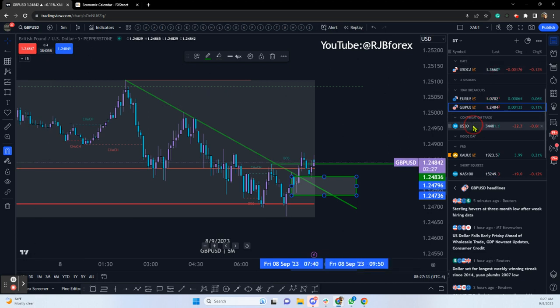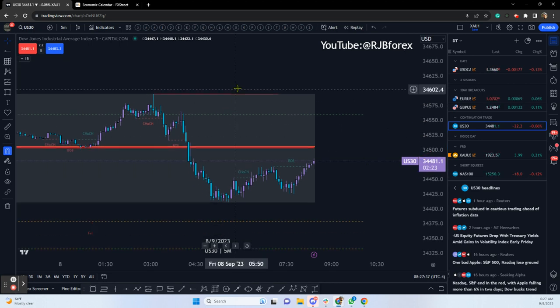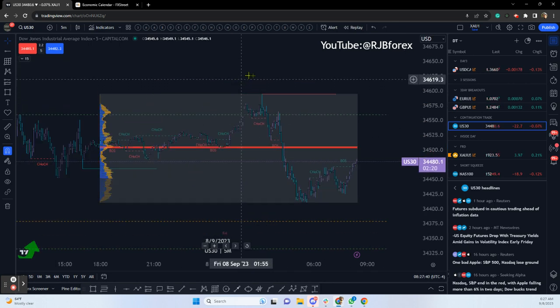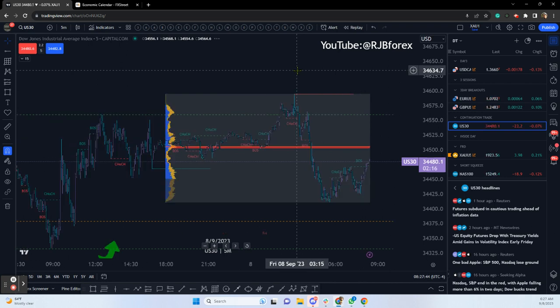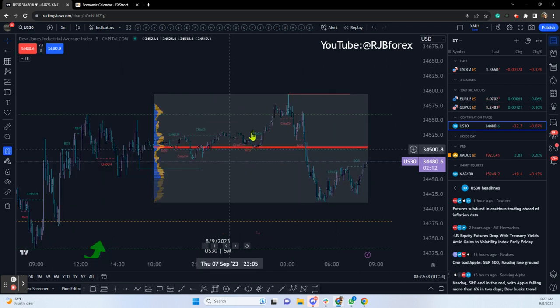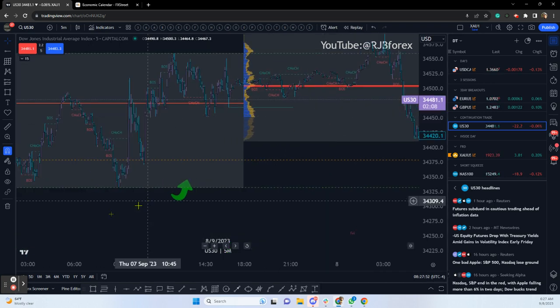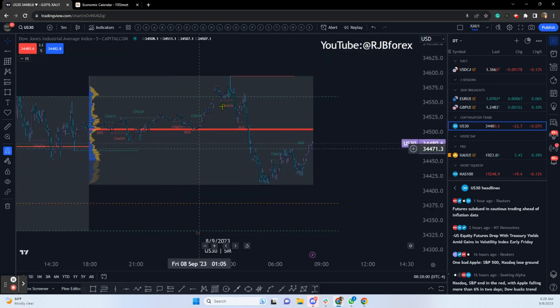Okay, so moving on. Any questions, guys, with regards to anything we're looking at? Or do you want me to look at any pairs in particular? This here is the US 30. Okay, Euro, New Zealand dollar. Just touching on this US 30 then.